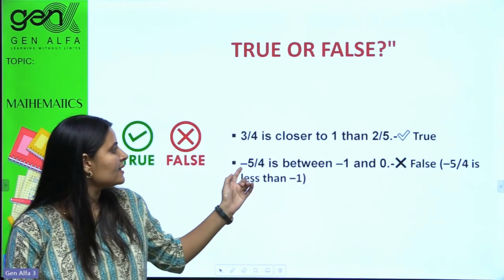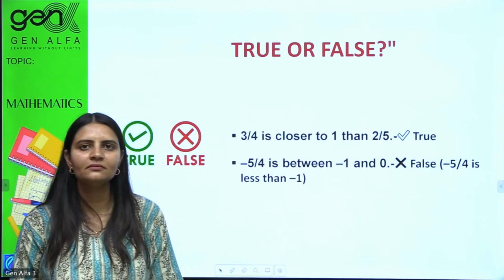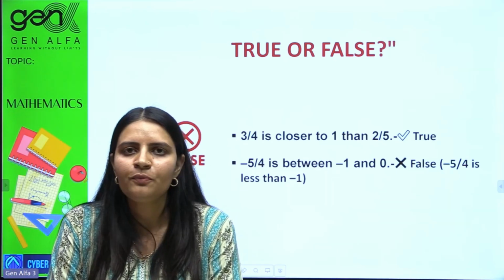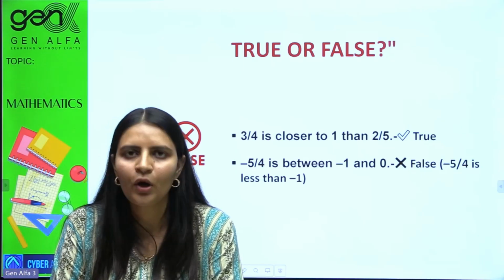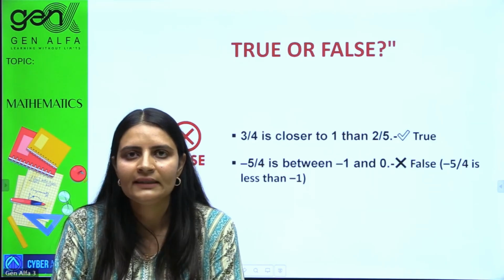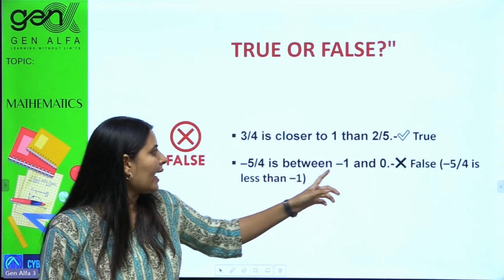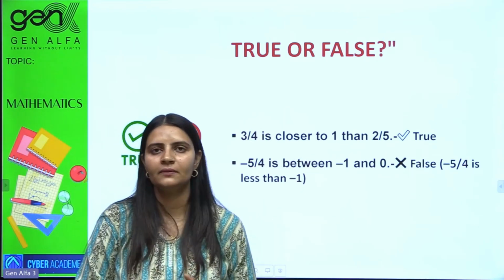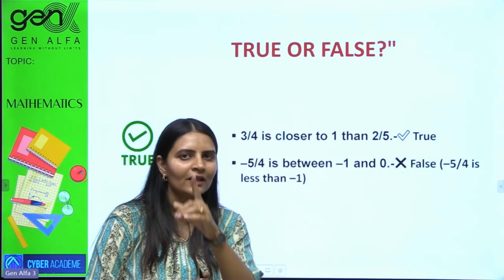The next question is, minus 5 by 4 is between minus 1 and 0. Ignore the minus sign. Just tell me, is 5 by 4 proper or improper? Improper? So how could it lie between 0 and minus 1? So it won't lie between 0 and minus 1, as minus 5 by 4 is much less than minus 1. So where would it lie? To the left of minus 1. You have to see where.